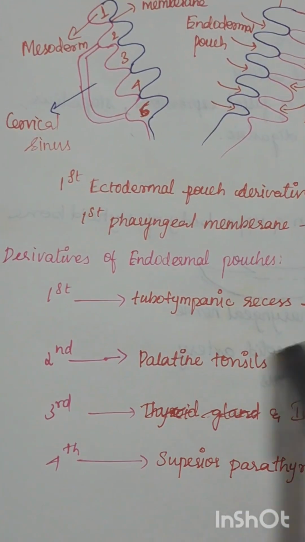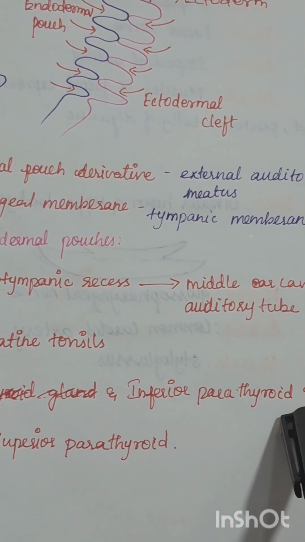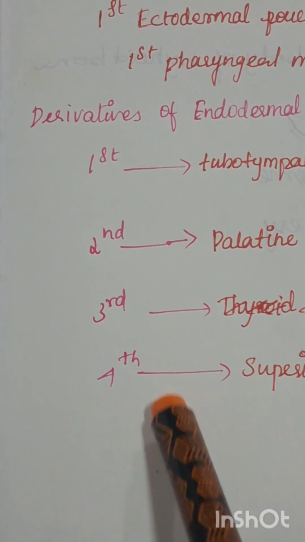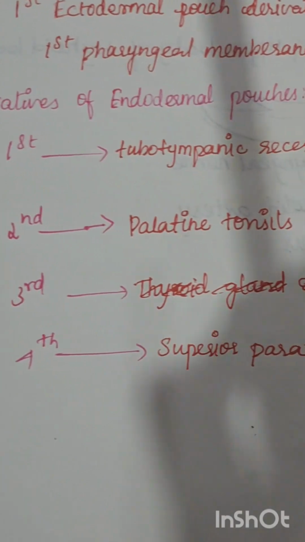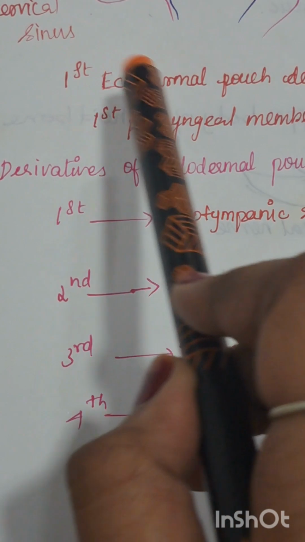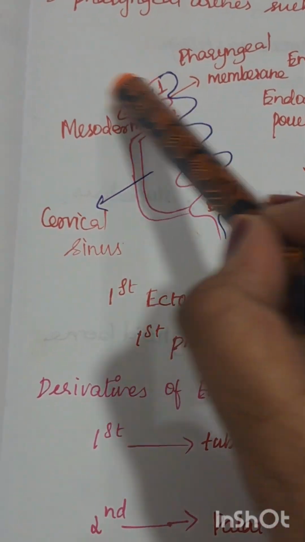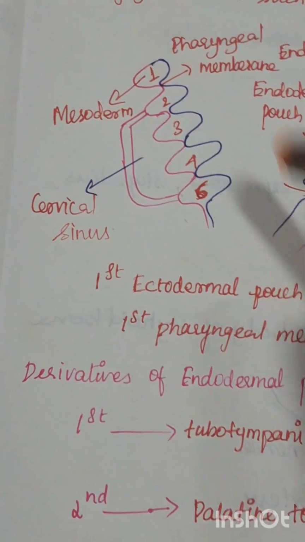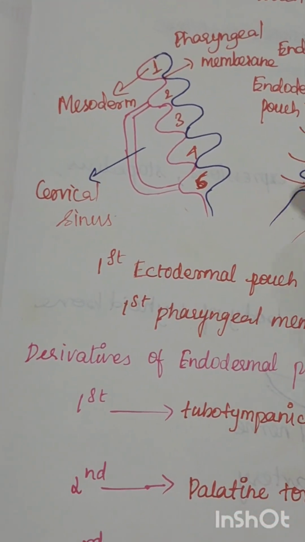From the second endodermal pouch, palate and tonsils will be developed. From the third, the inferior parathyroid gland and thymus. From the fourth endodermal pouch, the superior parathyroid gland will be formed. So these are the derivatives of the endodermal pouches, and we have seen the first pouch derivatives. Now we are going to see the derivatives of the mesoderm, that is the pharyngeal arches. We have the first, second, third, fourth and sixth pharyngeal arches, and we are going to see their derivatives now.